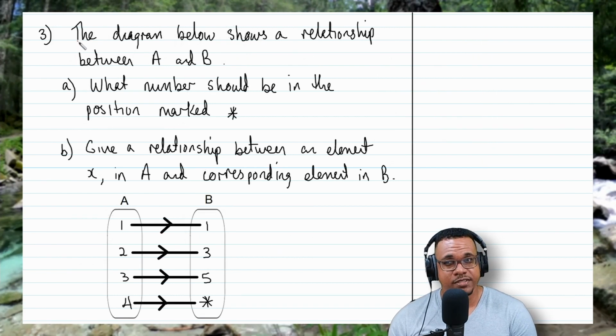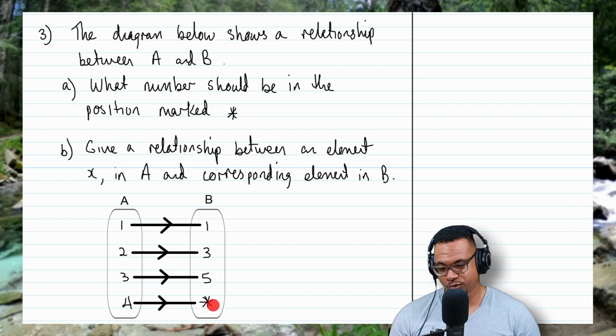So here for our third question, we have: the diagram below shows a relationship between A and B. So we have A here, which is our domain, and B here, which is our range. What number should be in the position marked with the asterisk? So we want to know what number is going to go here. So what number is 4 mapped to?